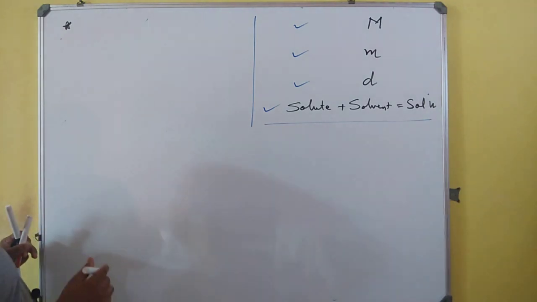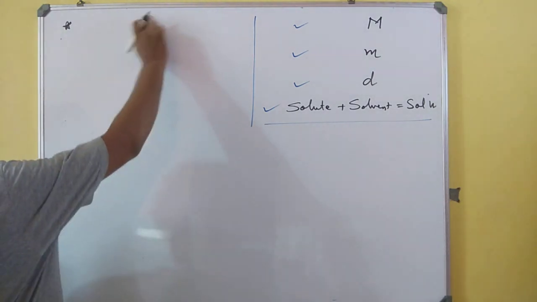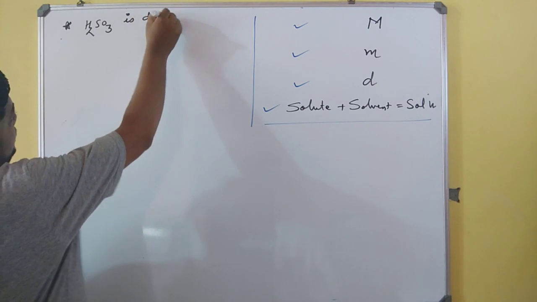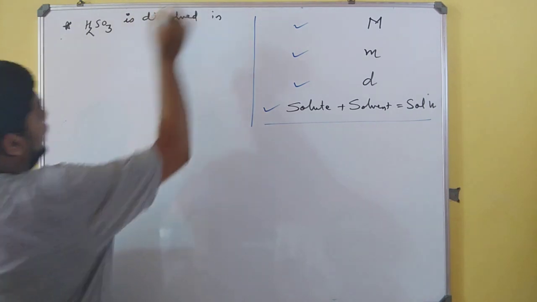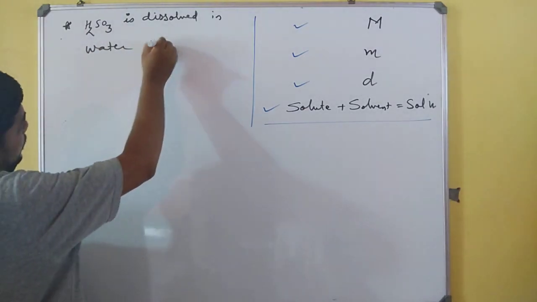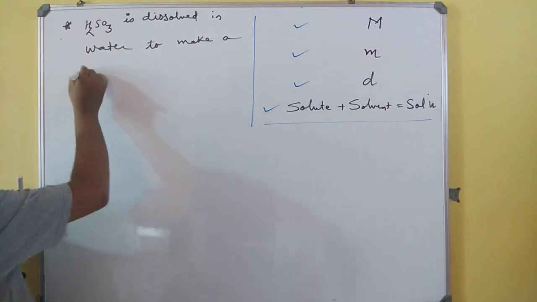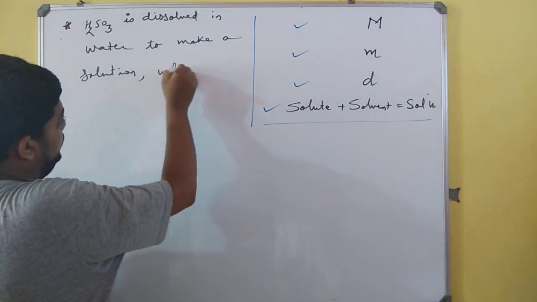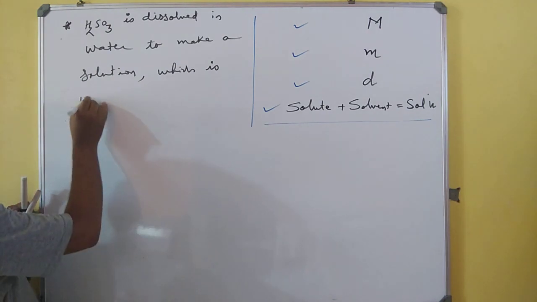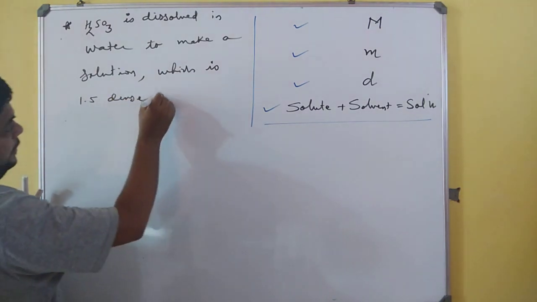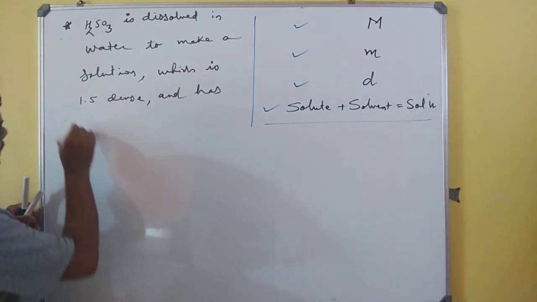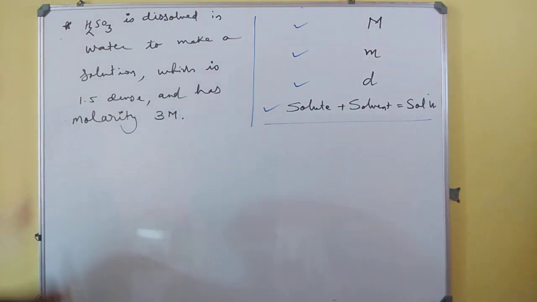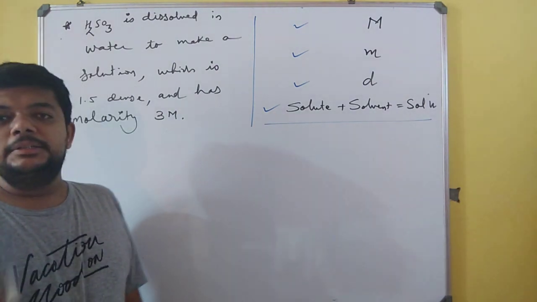For example, if I say that H2SO3 is dissolved in water to make a solution which is 1.5 dense and has molarity 3 molar.